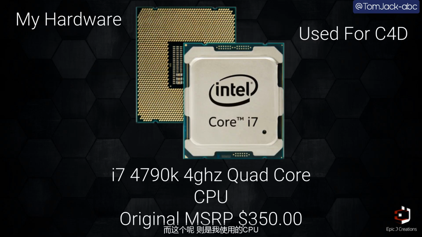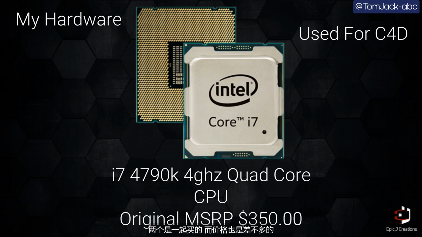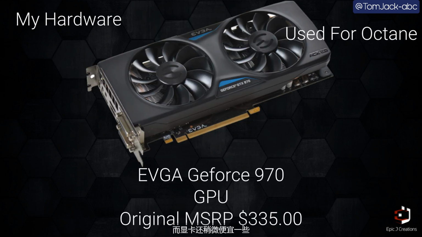And this is the CPU that I use. It is an i7-4790K 4 gigahertz quad-core CPU, originally priced also at $350. So they both came out around the same time and were both priced around the same. If anything, my graphic card was a little cheaper. So again, you're really seeing cheaper pay for better performance.